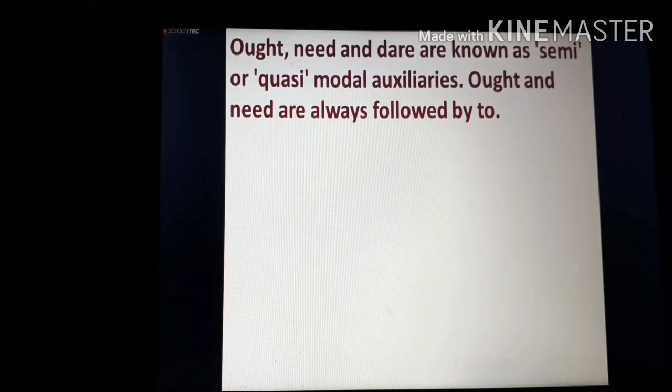Ought, need, and dare are known as semi or quasi-modal auxiliaries. Ought and need are always followed by to. Ought to indicates duty or correctness, typically when criticizing someone's action. It is known as semi-modal or quasi-modal because it is in some ways like a modal verb and in some ways like a main verb. Let's see some examples.